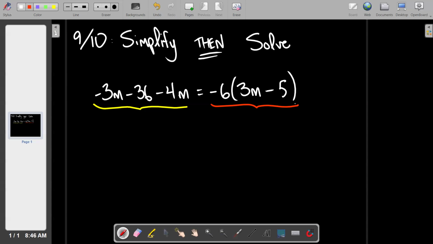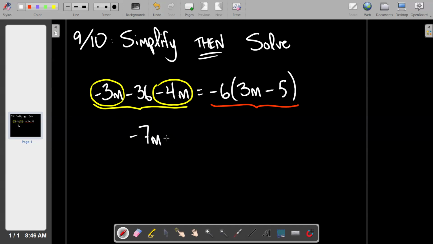So if you think of the yellow one, forgetting everything else in the problem, just yellow, focusing on yellow, what would you say to do? Combine like terms, right? Every situation is different. Sometimes it's distribute, sometimes it's combine like terms, sometimes it's already done. But in this case, you can clearly see that a -3m and a -4m can be added together.